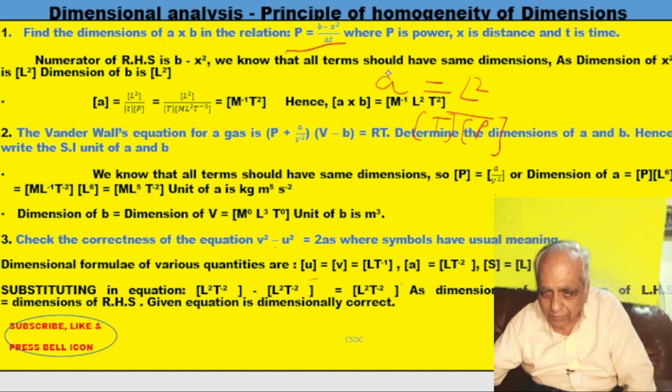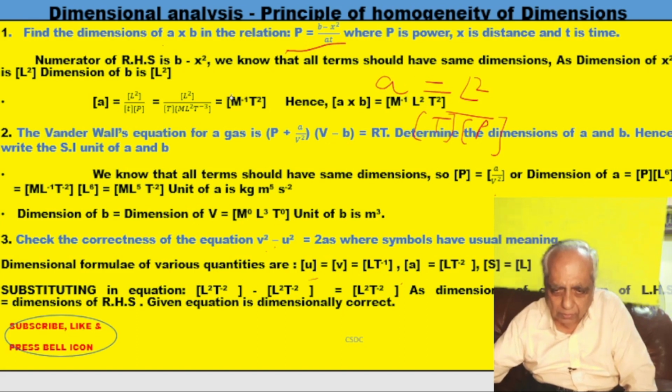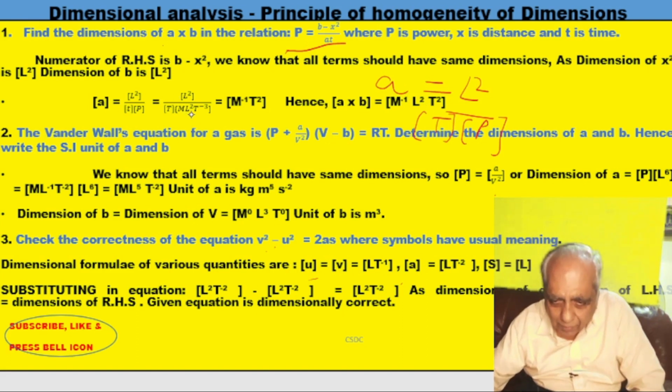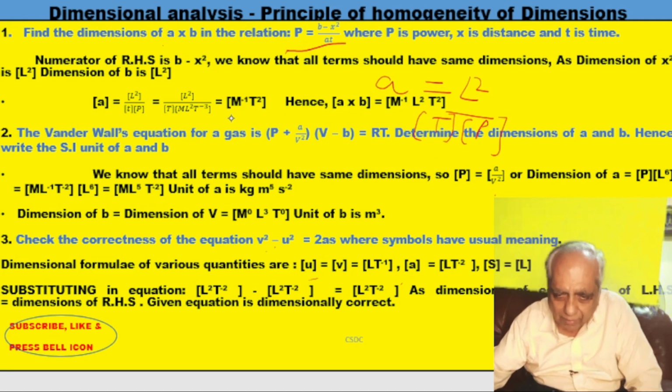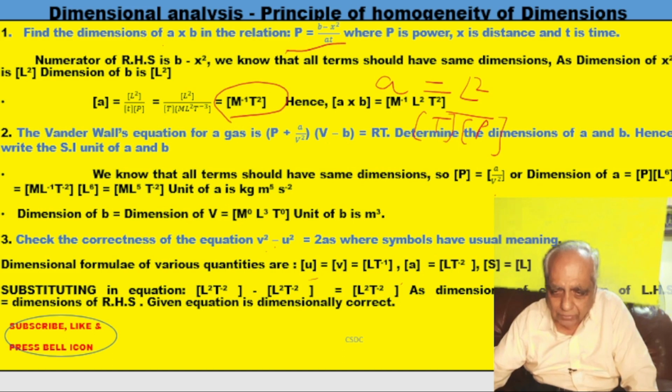So I am writing P here. The dimension of P we know; we have found it in a few other cases. It is m L square T raised to minus 3. Put the dimension of P and then do the simplification. You will get the dimension of A as m raised to minus 1 T square. So this is the dimension of A. So the dimension of A cross B would be m minus 1 T square, and B was x square, L square. So you will get m minus 1 L square into T square. So that is the dimension of A cross B.